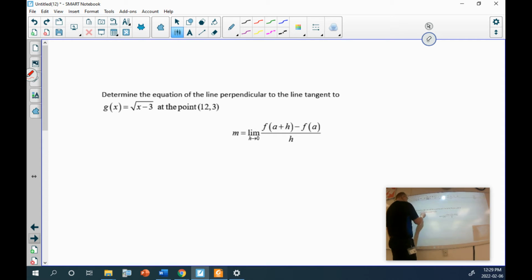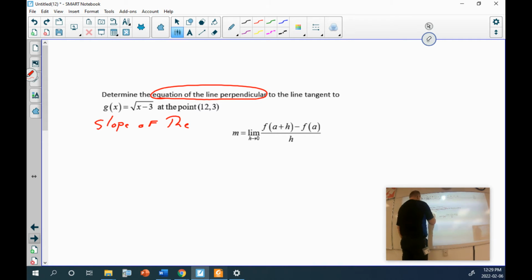So we want the equation of the line perpendicular. We'll talk about that in a minute. What we need first is the slope of the tangent. First, we need the slope of the tangent. Talk about him in a minute.